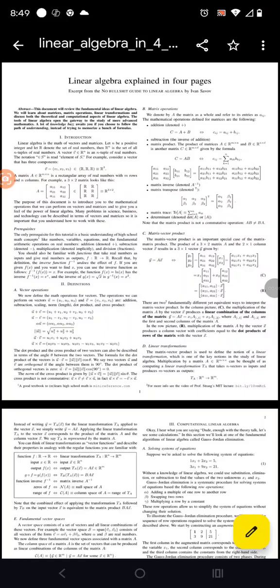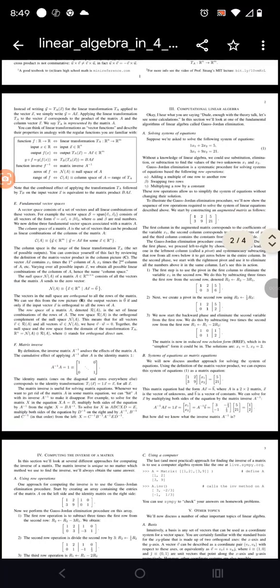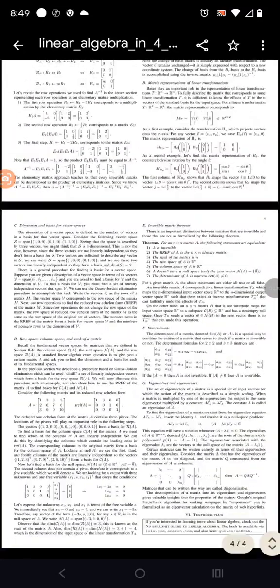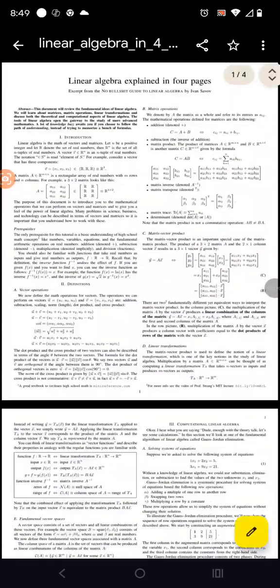Alright. Here I got some cool stuff I am about to share. Linear algebra explained in just 4 pages. 1, 2, 3, and 4. So let's see.